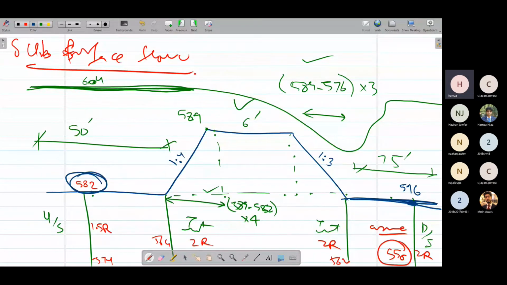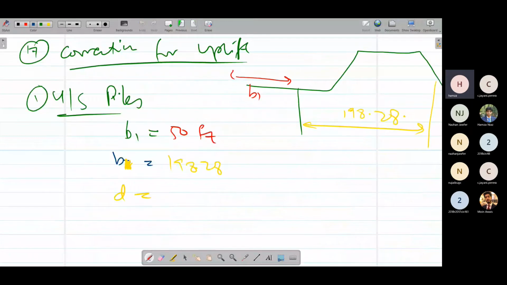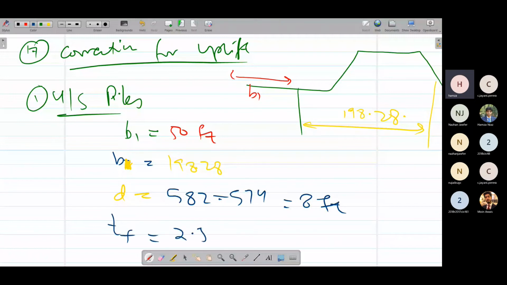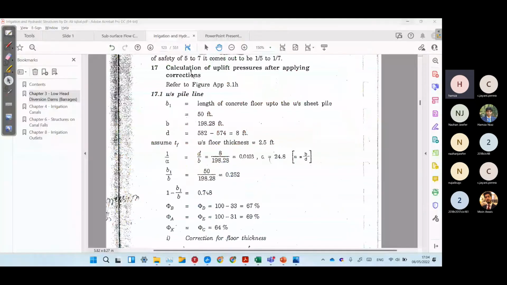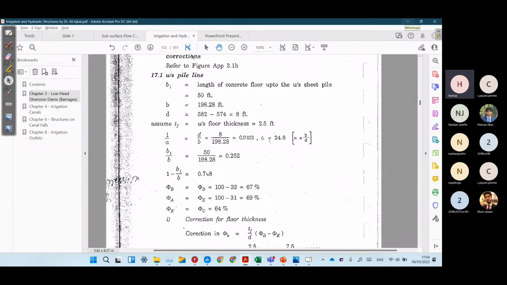This is 582 minus 574, river bed level minus the reduced level of the bottom. 582 minus 574, so this is 8 feet. So this is 8 feet, our depth of sheet pile. Now the thickness of floor we have to assume, we can assume 2.5 feet. Simply pick these values from here. 2.5 here for this, in the middle they have used 10, and again they have used 7. So simply remember these values.